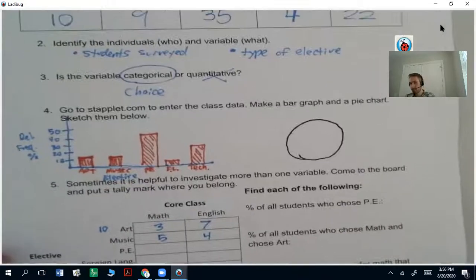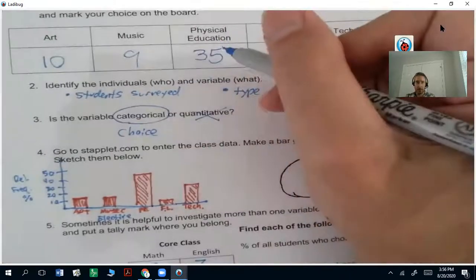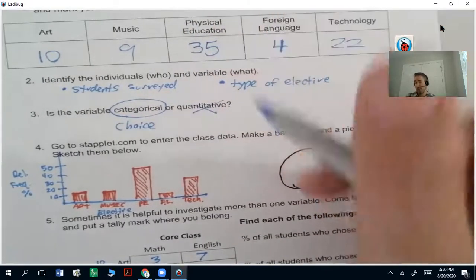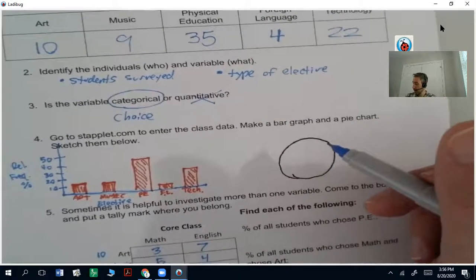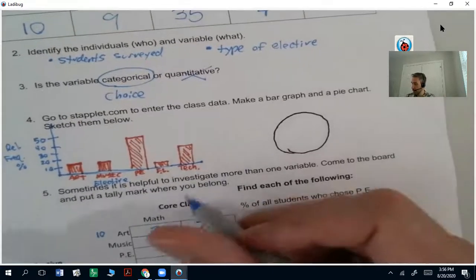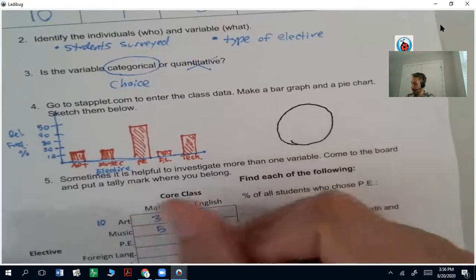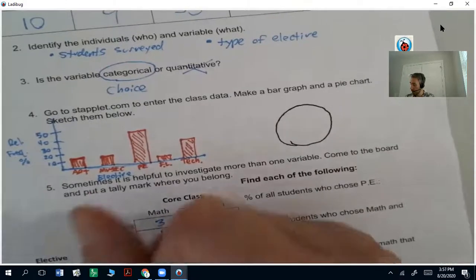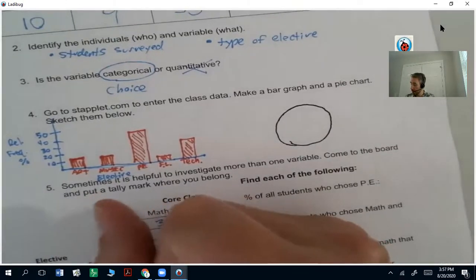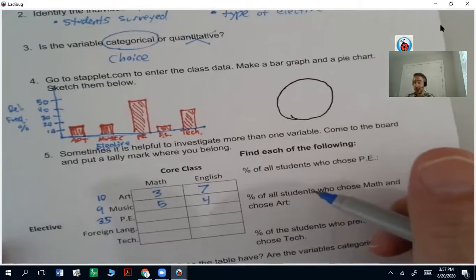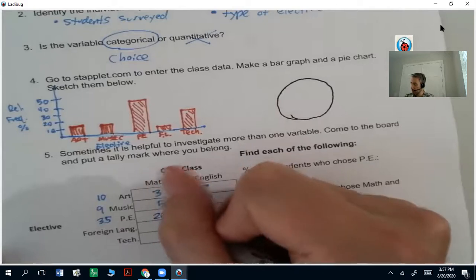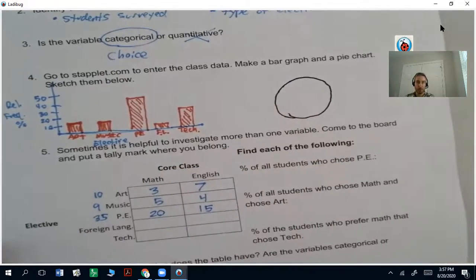PE, I mean, you can argue that a lot of people sports minded might be more logical, so it could probably be more math minded, but again, I think it's fairly straightforward. So 35 people in PE, 9 people in music. If I'm going to break that 35 down, I probably would say maybe 20 here and 15 there. Just throwing that number out there.